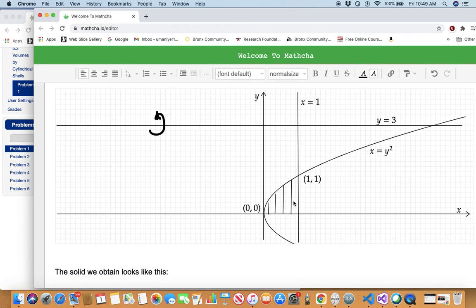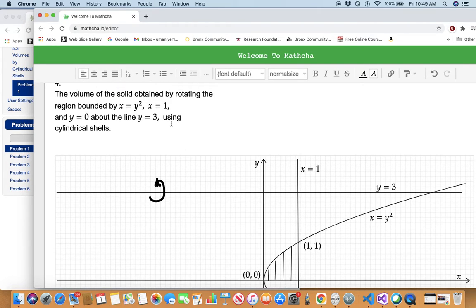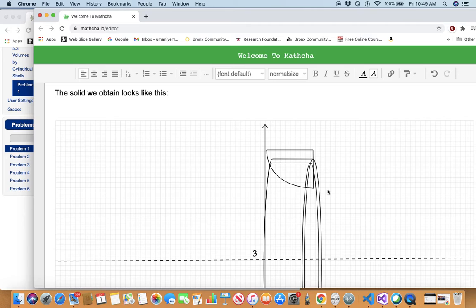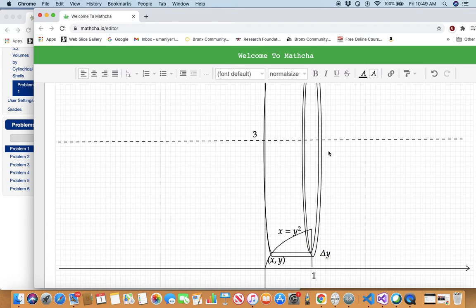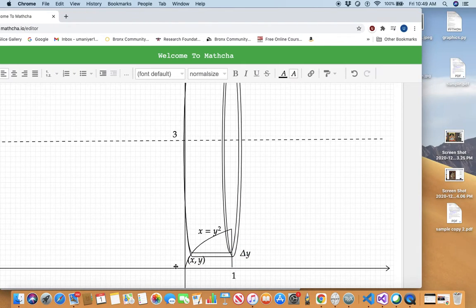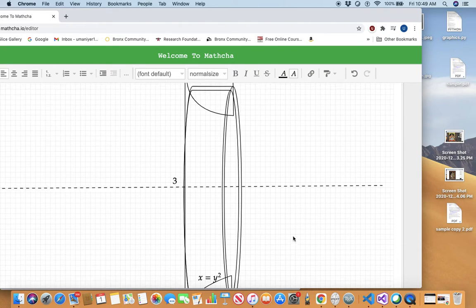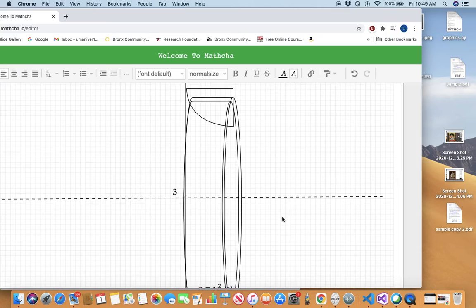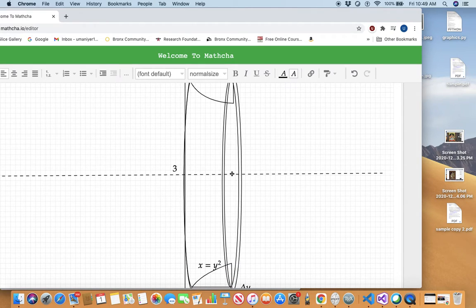You want to take that region and rotate it about the line y equals 3. Y equals 3 is high above. So you want to take this region, rotate it about this line. So the solid looks like this. So that's y equals 3 for you. Here is the region we began with, and you're rotating it so it goes some more distance high. So notice radius has to be measured from here, here, or here to here.